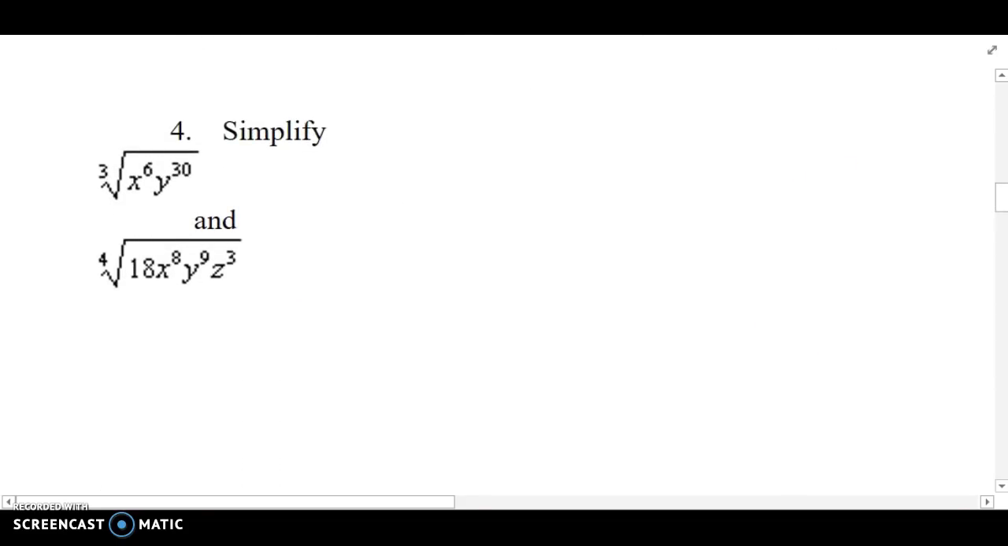Number 4, we're going to simplify this. Just remember that those are fractional powers. So we have this inside, and the denominator comes from here. Then we can just divide these out. So we have this x equals squared and y to the 10th.